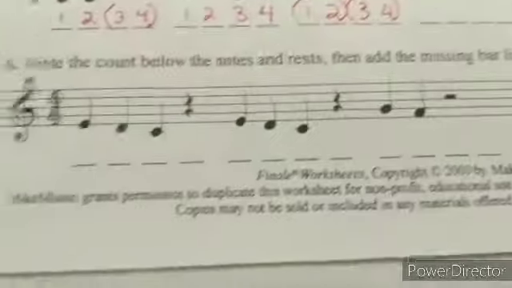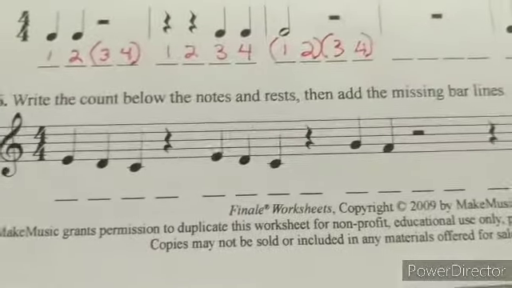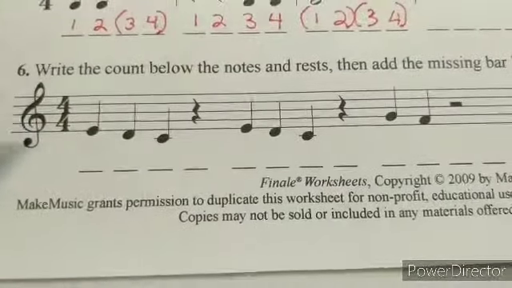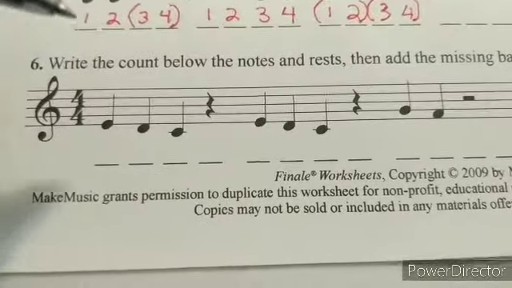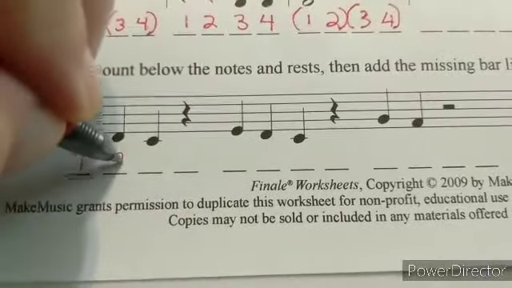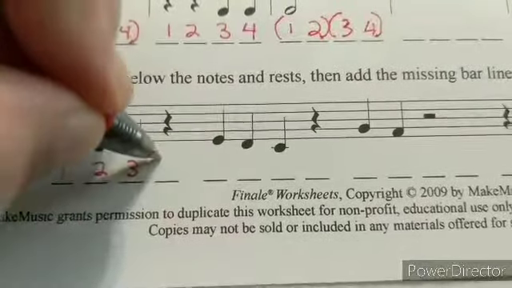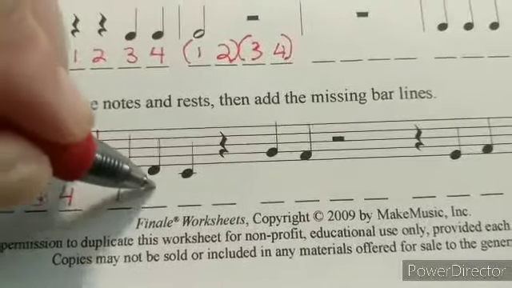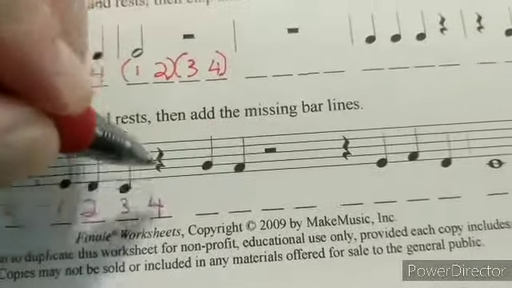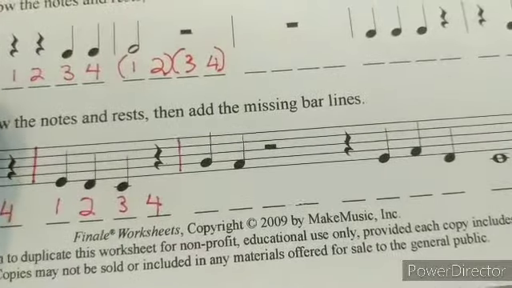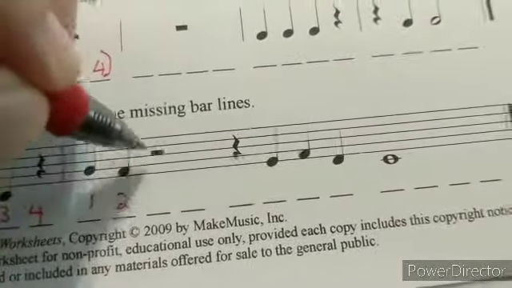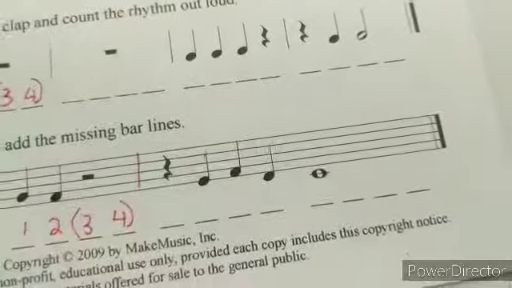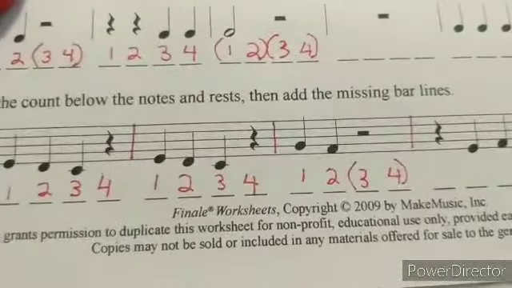Now this part is probably the trickiest part. We're going to write the counts below the notes and rests and then add the missing bar lines. Whenever we get to 4, we're going to put a bar line. 1, 2, 3, and this rest here is 4, so that means we're going to put a bar line right there. 1, 2, 3, 4. We're going to put a bar line right there. 1, 2, then we've got a half rest, so 3 and 4 will be in parentheses. Once we get to 4, we're going to put a bar line.